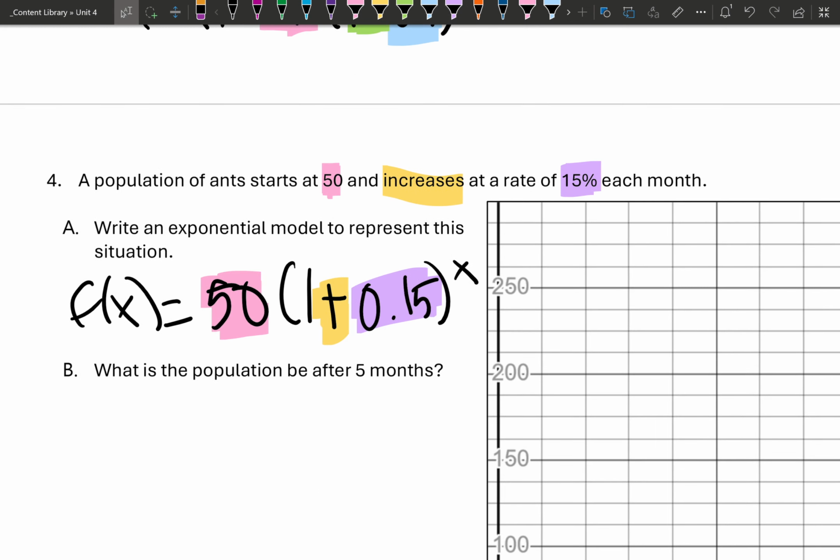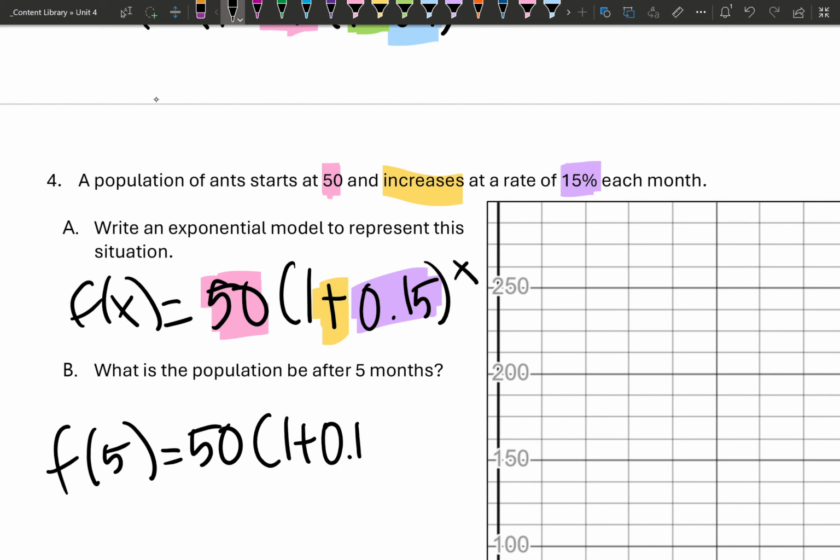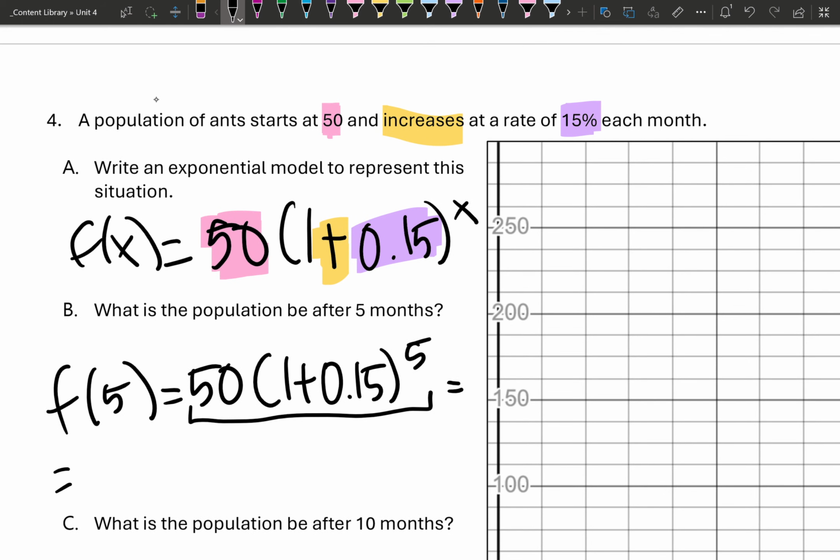All right, what is the population after 5 months? Well, to find that out, we're going to plug in 5 into x. You're really just going to put this part into your calculator. What we get is 100.56, but we can't have 0.56 of an ant, so I'm just going to round it down to 100.